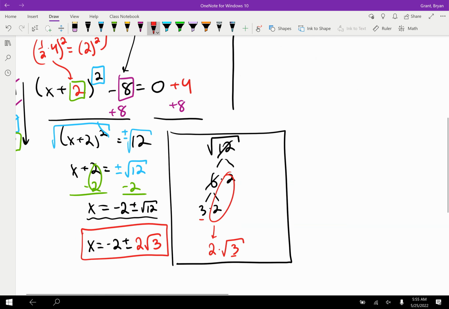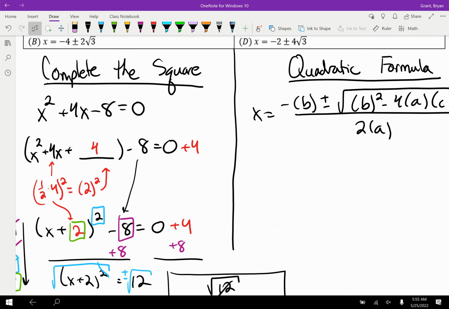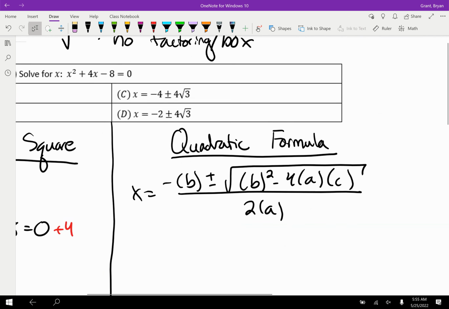Complete the square, break down the square root. A decent number of steps, though. So you might be thinking, well, you said that they probably preferred you to complete the square. I think quadratic formula is easier. And honestly, it might be, depending on how you view it. So let's do the quadratic formula.